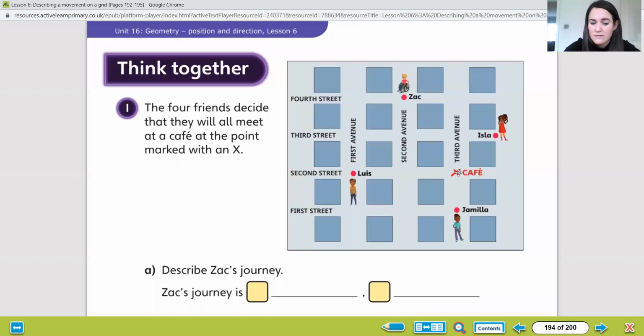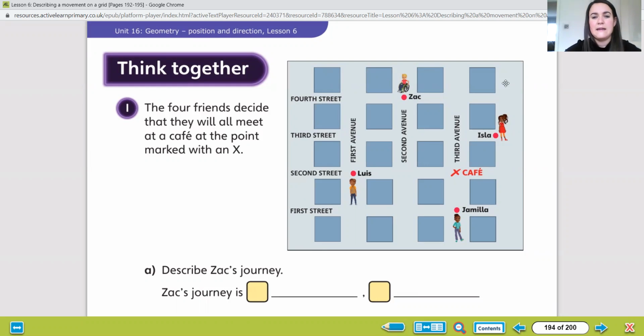Now, firstly, I just want you to describe Zach's journey. Now here you can see we've got a box, a line, a box, a line. What do you think we're going to put in the boxes first? Okay, we're going to put the numbers in the boxes, the number of times they are going to move. Then on the line, we're going to put the direction of the journey they're going to take. So we're going to go through the first one together.